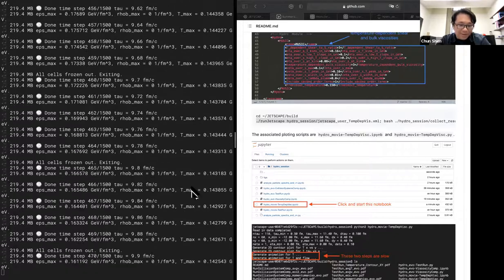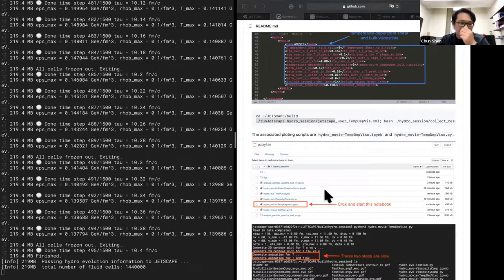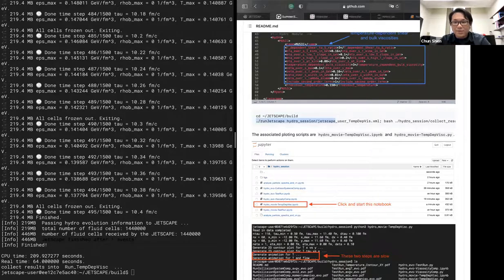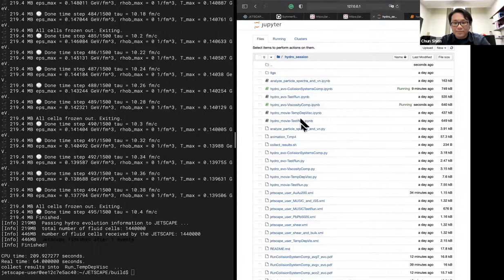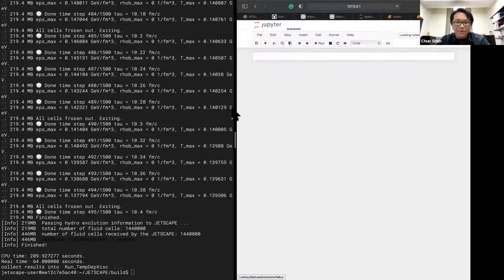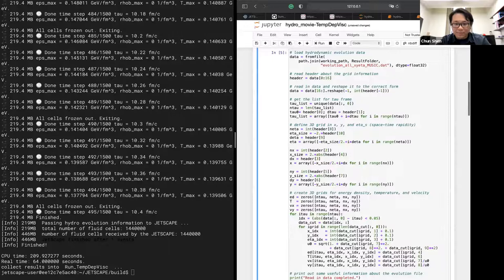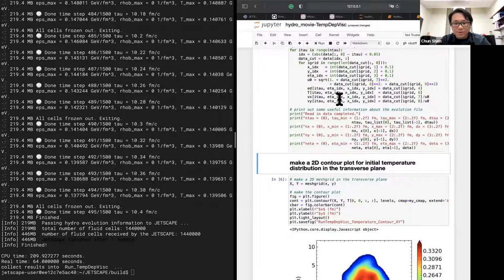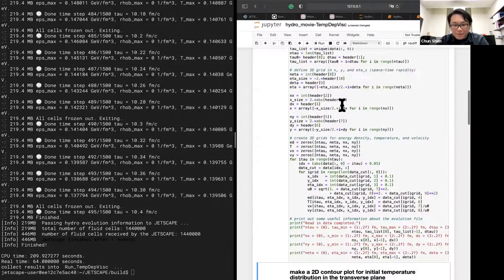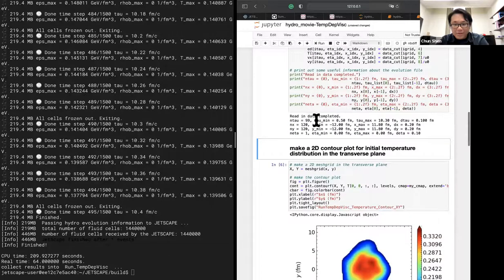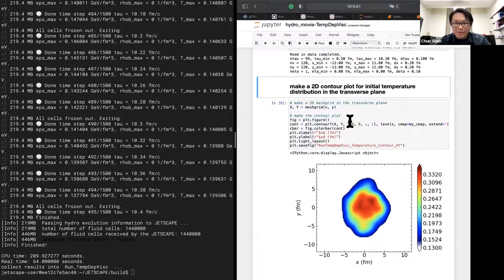So this one is a little bit longer than the previous one. Once you finish, there's a movie script, similar to the one that we ran yesterday, but now for this temperature dependent bulk and shear viscosity implementation, and you can go through this notebook and try to play around with the contour plot. I can see that this is a big file and actually has 99 time steps compared to the previous one. And then you can make a contour plot for the temperature grid plots.